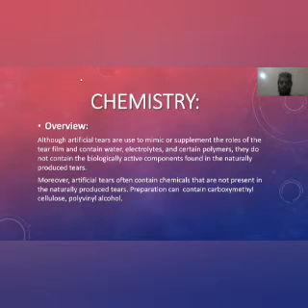Next one is the chemistry overview. Although artificial tears are used to mimic or supplement the roles of the tear film and contain water, electrolytes, and certain polymers, they do not contain the biologically active components found in naturally produced tears. Moreover, artificial tears often contain chemicals that are not present in naturally produced tears.